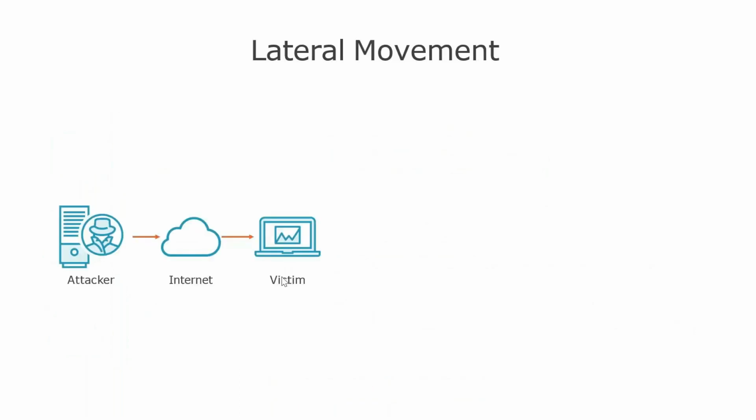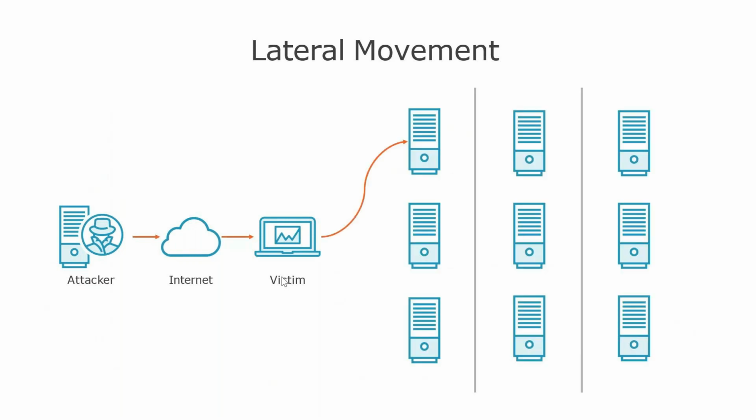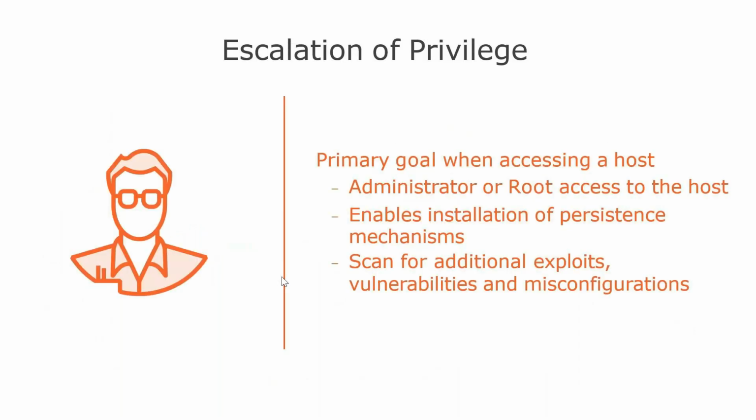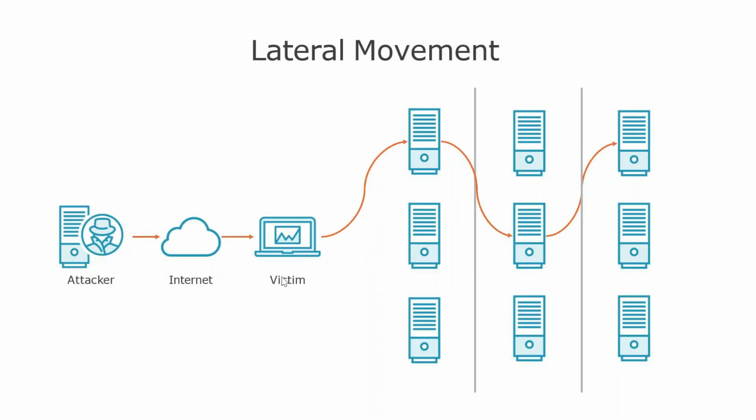Lateral movement. As part of lateral movement, what happens is the attacker, using the internet, attacks the website which becomes a victim, and the victim has resources, front end, back end, and so on, and they try to get into that system. That is why they try to exploit the operations.